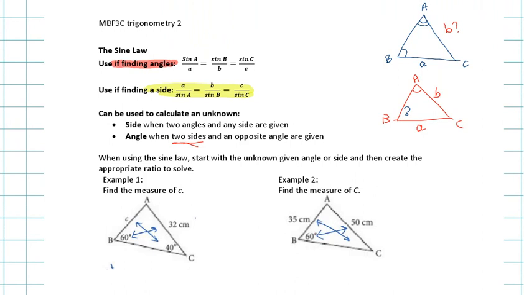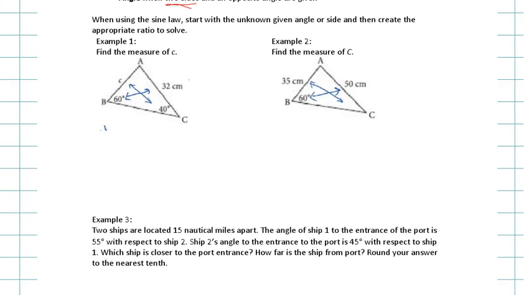Like this. I know angle B, I know angle C, I know side B. Do you guys see that? I'm looking for side C. So which ratios am I going to use? B and C. Good. A is out of the picture, I don't need to know what it is.